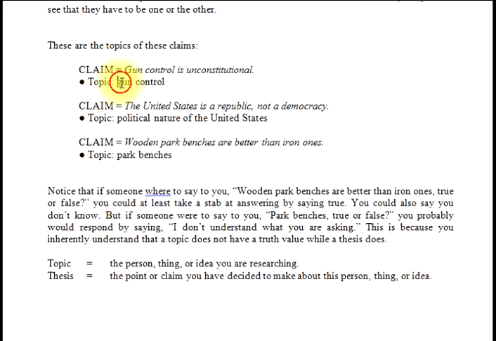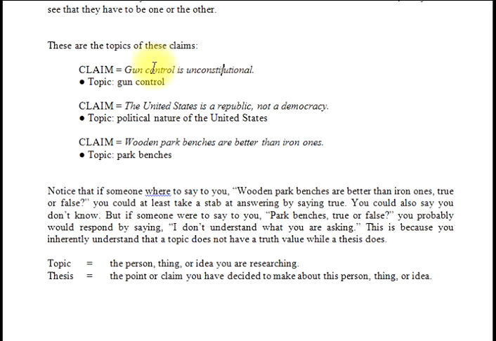Now, the topic would be gun control. This would be the thesis about gun control. So, imagine if I were to come to you and say, gun control, true or false? You wouldn't be able to tell me the answer to that question because you would be saying, well, tell me something about gun control. First, let me see what you're going to say about it. Well, that's exactly right. A topic is not going to give you that sort of information. It's just the noun about which you're doing research. So the topic can never be a thesis.